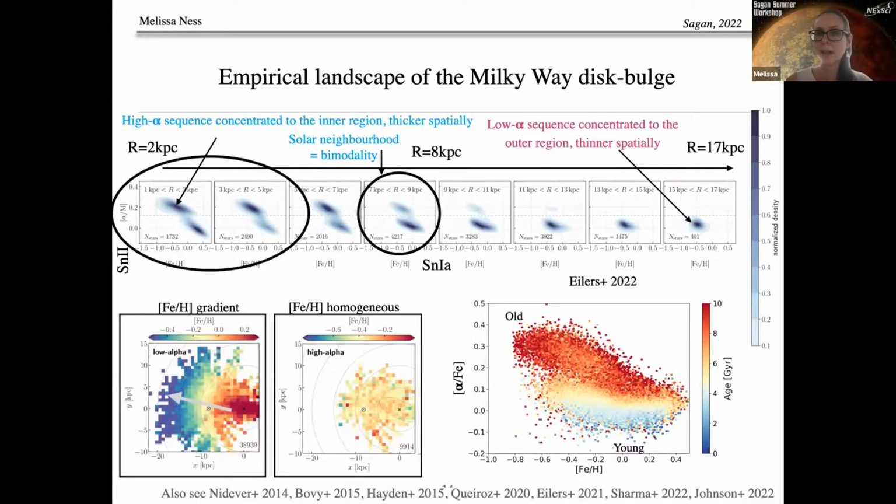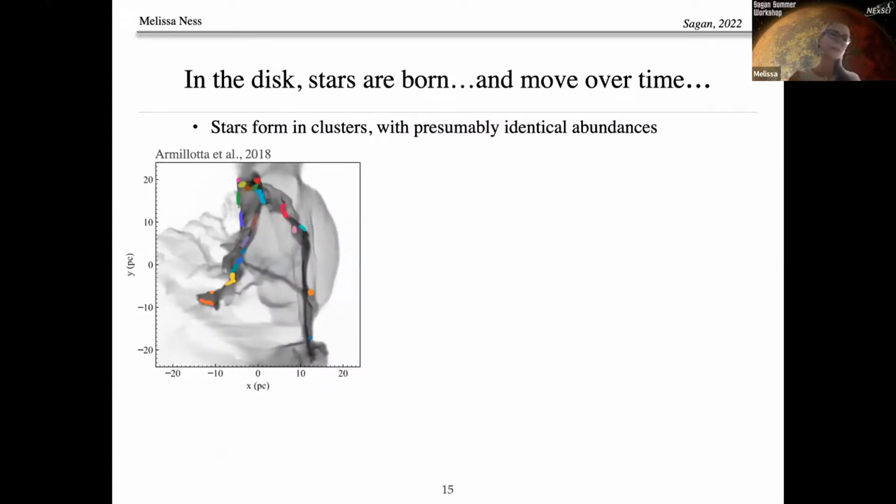Okay, good. Another really interesting characteristic of the disk is that in the disk, stars are born, or thought to be born, in open clusters, and they move over time.